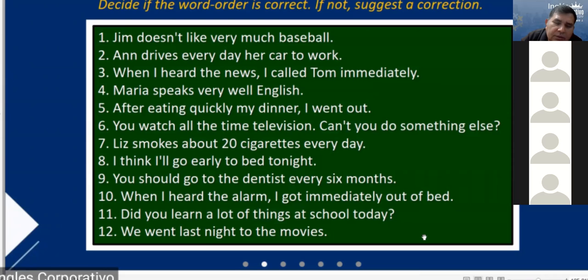You should go to the dentist. Modal auxiliaries don't take "to." So you say you should go. I will go. I will to go? No. I will go. I must go. I might go.